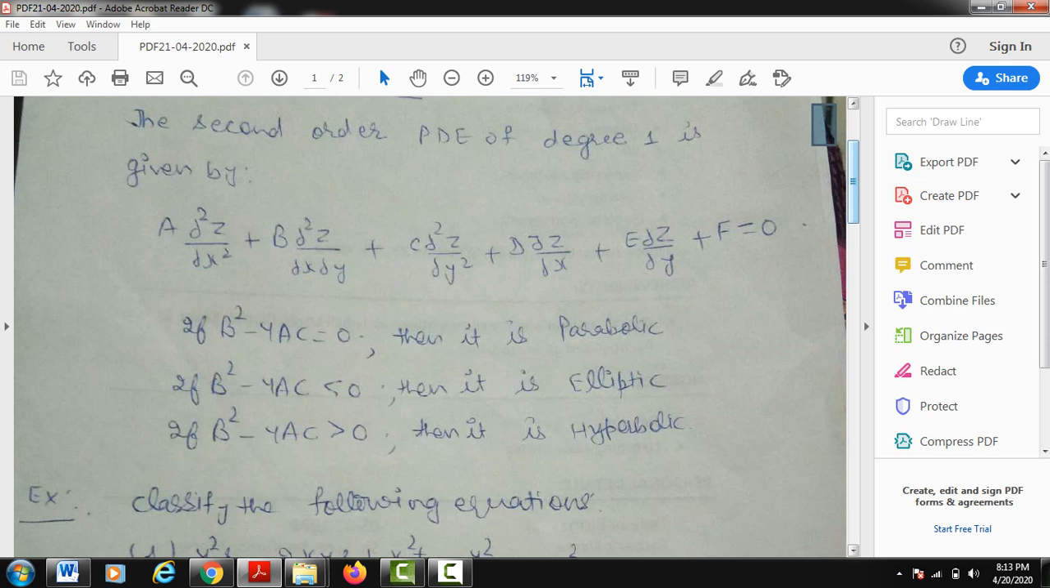Now this equation can be classified into three categories: parabolic, elliptic, or hyperbolic. It just depends upon the factor b square minus 4ac. If b square minus 4ac is equal to 0, then this equation is known as parabolic. If this factor b square minus 4ac is less than 0, then this equation is known as elliptic. And if b square minus 4ac is greater than 0, then it is known as hyperbolic.